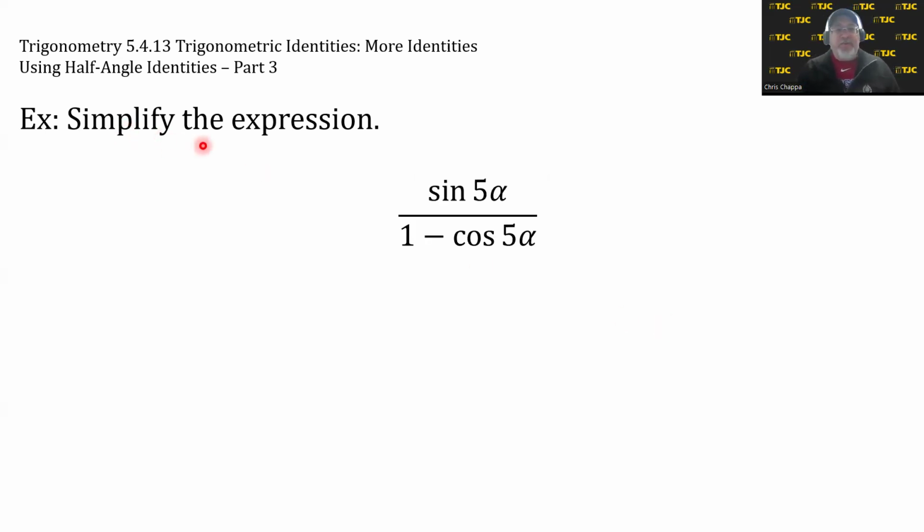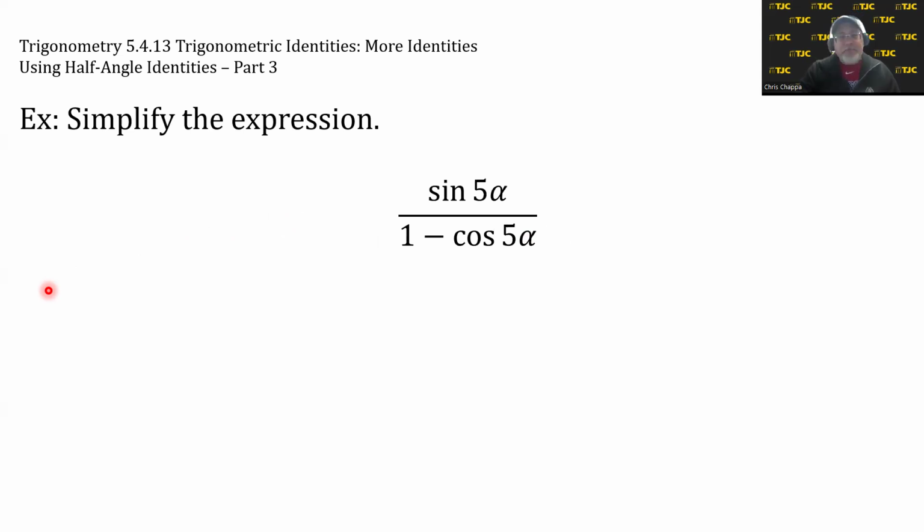Let's try this one. Simplify the expression sine of 5 alpha over 1 minus cosine of 5 alpha. See if you can find a half-angle identity whose structure resembles this. I guess I should say pause the video, but I usually say that towards the end. Did you find one?